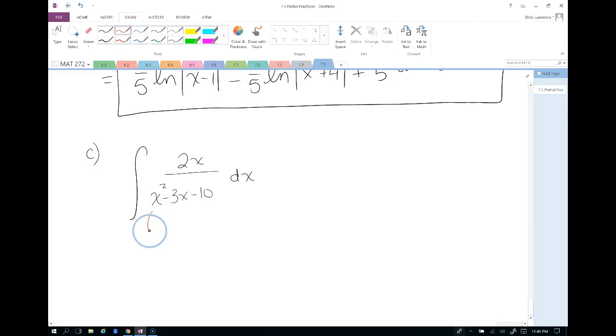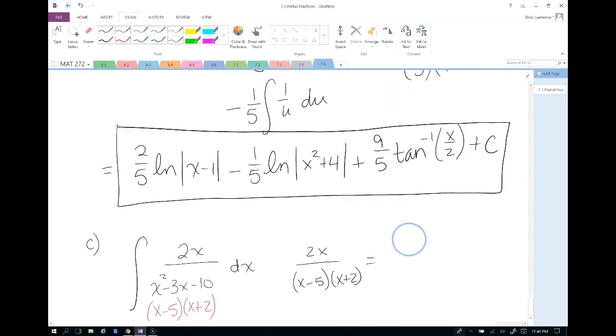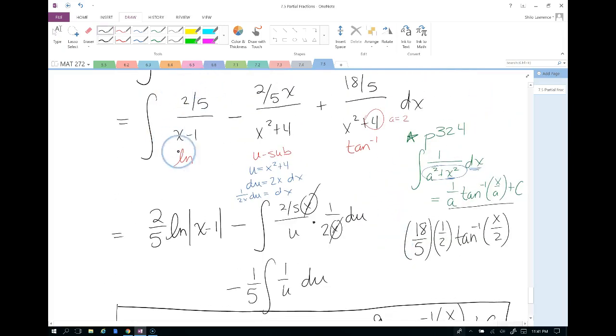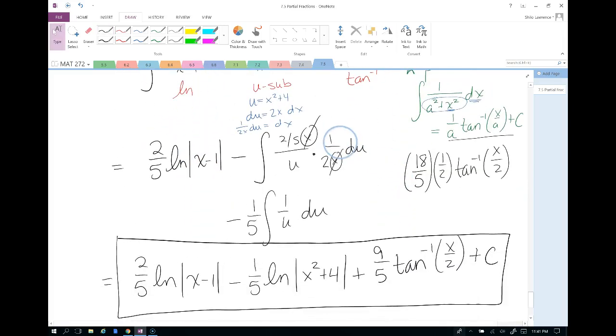But that denominator is factorable to x minus 5, x plus 2, which means I'm going to be able to break this up into just two nice, simple, linear fractions. Oops. That should be a minus 5. And then remember what linear denominators integrate to. We had a linear denominator here. It always just integrates to a log.